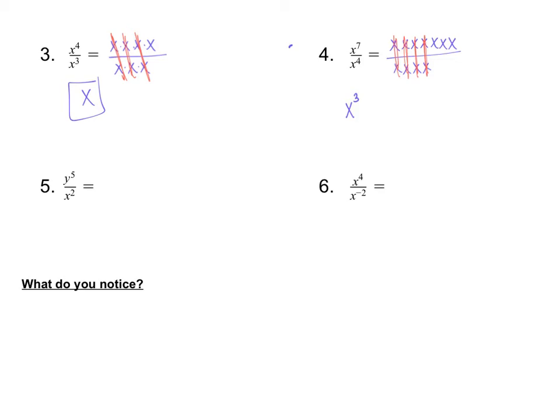All right, so jumping down to number 5, you might notice something different this time. This time we have a y to the 5th on top, so 5 y's over x times x. Now we can only cancel things on top and bottom if they're exactly the same. Since y isn't the same as x, we can't cancel anything off. So we're left with y to the 5th over x squared still.